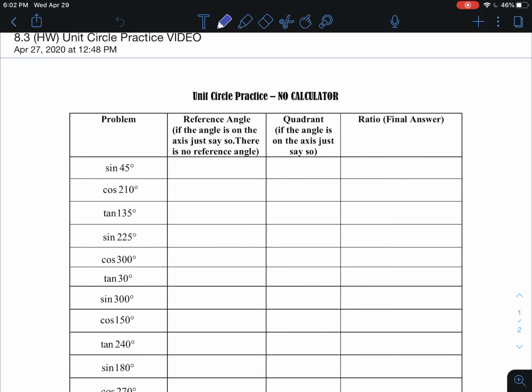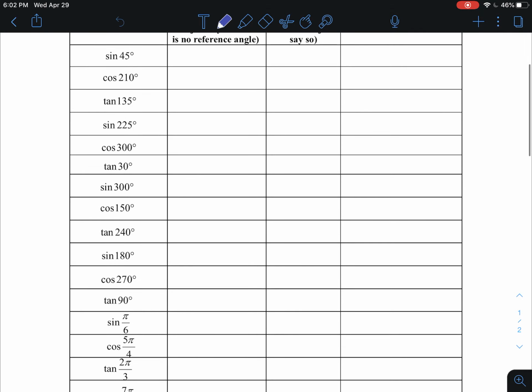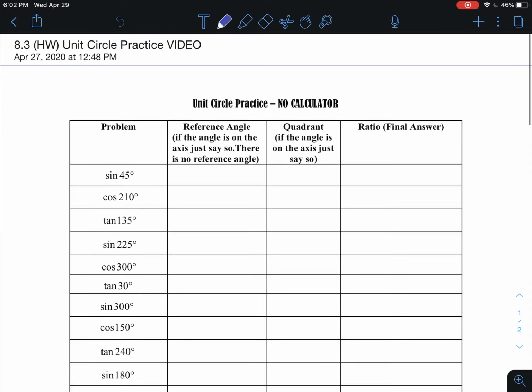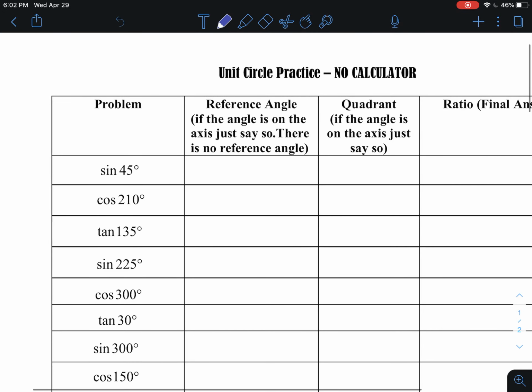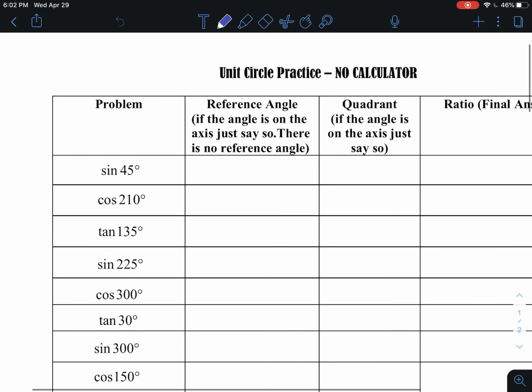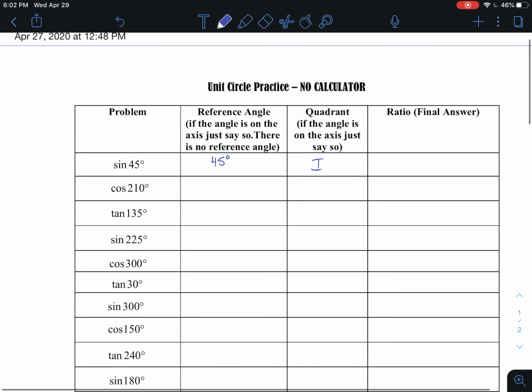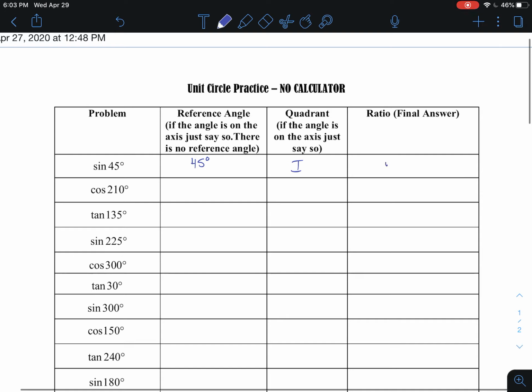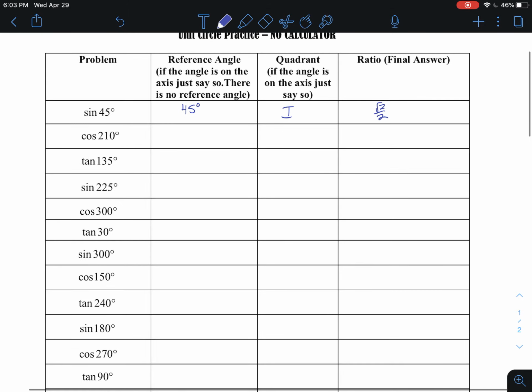Okay, so I'm just going to go through a couple in degrees, a couple in radians, and then I'll kind of let you go from there. So this first one says the sine of 45 degrees. Well, the reference angle to 45 degrees is just 45 degrees, right? What quadrant is this in? It's in the first quadrant. And then find the ratio. Well, 45 degrees always is square root 2 over 2. And because it's in the first quadrant and we're talking about sine, it's going to be positive.